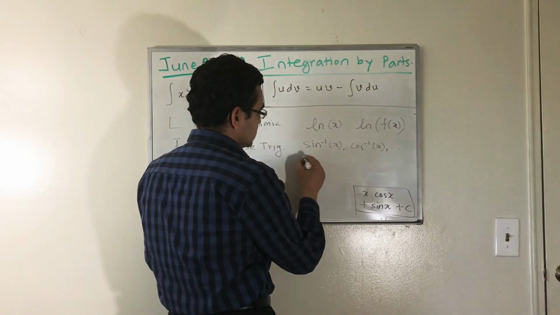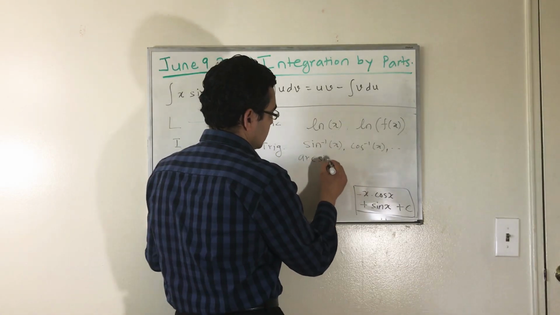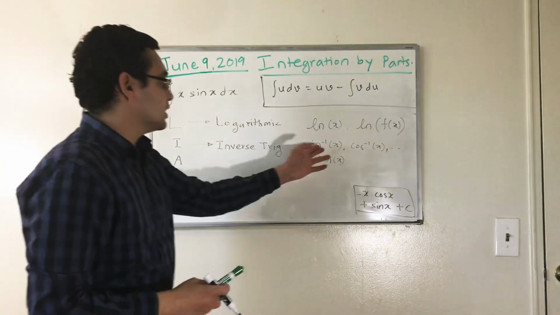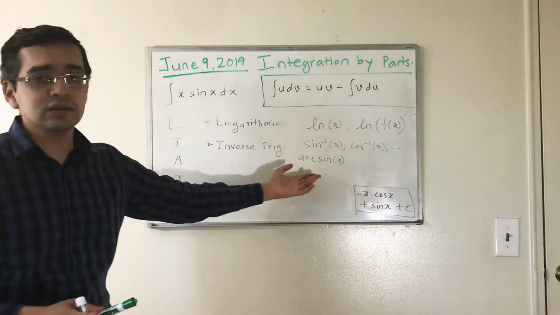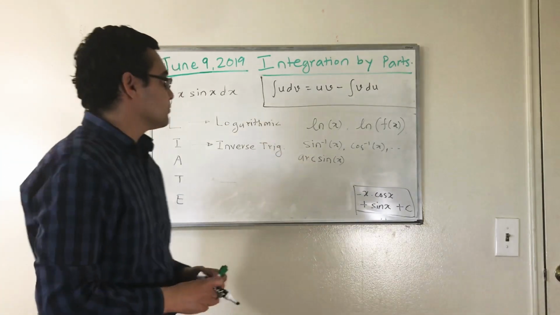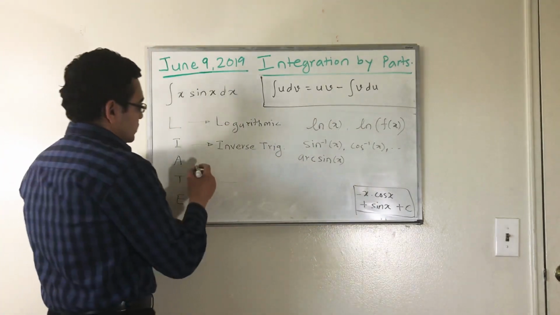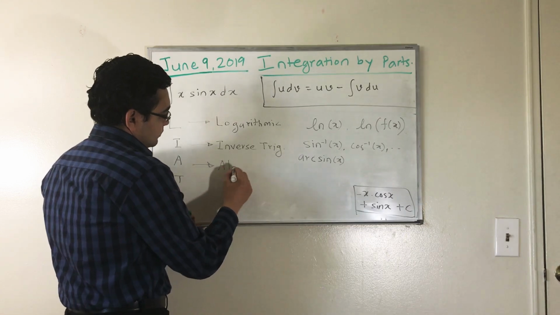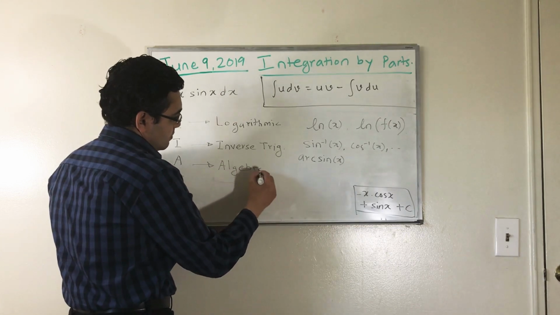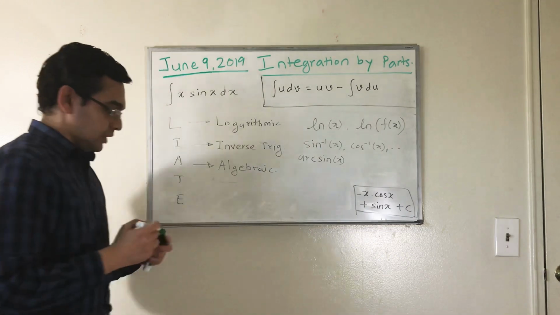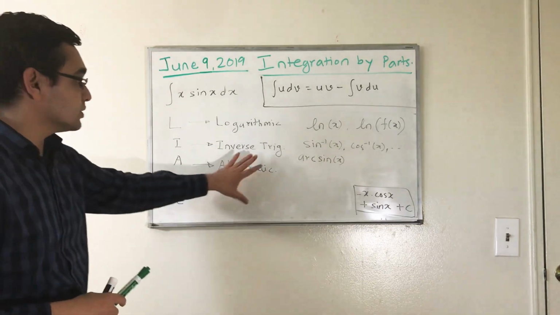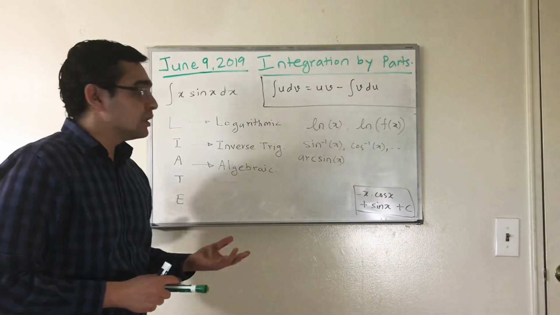We call this arc sine of x, but it really means the same thing. I just like this sine inverse notation better than arc sine, so I'm going to use that. Okay, then algebraic, A stands for algebraic functions. A is algebraic function.